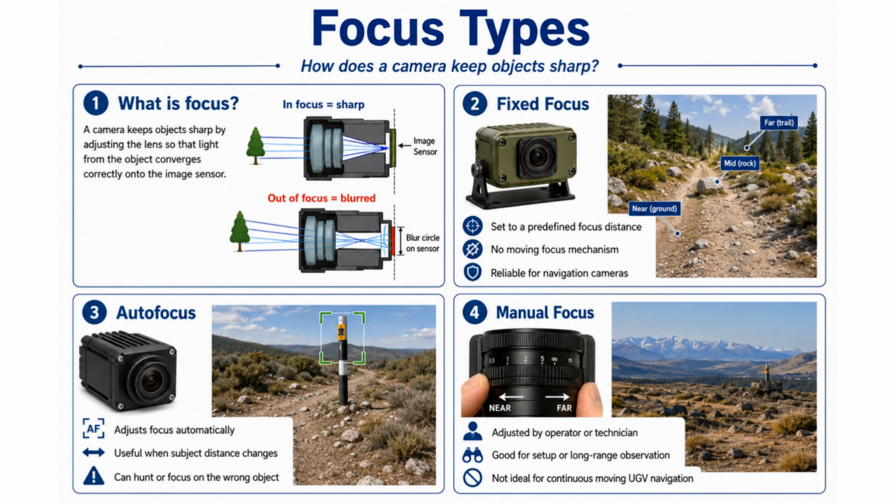Focus determines whether objects in an image appear sharp or blurred. A camera achieves focus by directing light from the subject so that it converges correctly on the image sensor. There are three main focus types. Fixed focus is preset and has no moving mechanism, making it rugged and reliable for vehicle navigation. Autofocus adjusts automatically when subject distance changes, but it may hunt or select the wrong object. Manual focus is adjusted by an operator and is useful during setup or long-range observation. For most navigation cameras, fixed focus is preferred because it's simple, stable, and dependable.